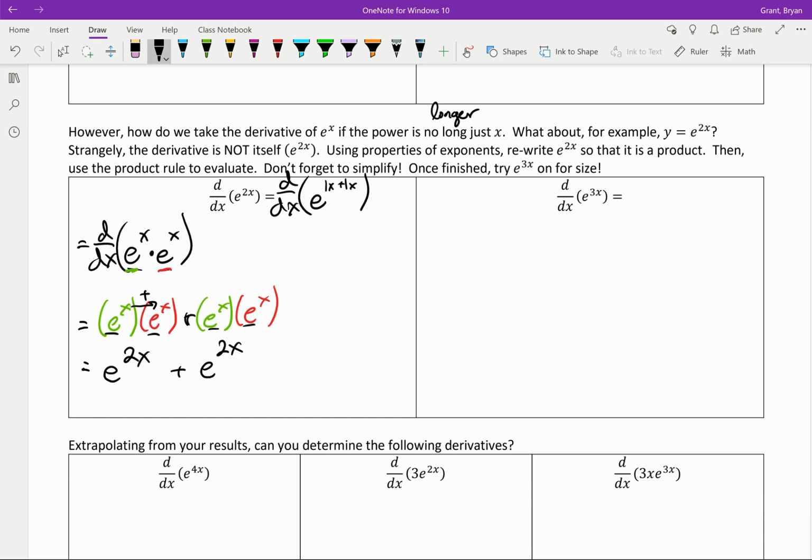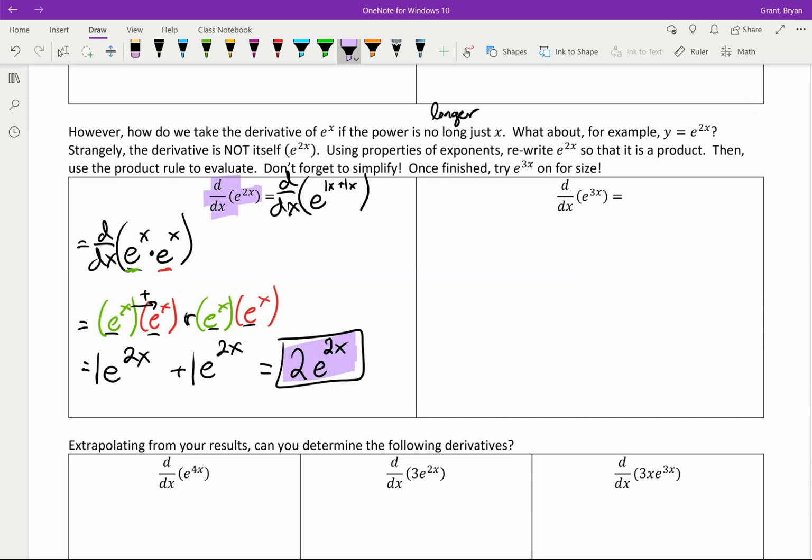And then, well, now that we're adding the same base, can we combine the powers? Well, no. Whenever you add terms together, you focus on the coefficients. There is one of these e to the 2x's plus one more. That means there are two of these e to the 2x's. Looking pretty good there. What does that tell us then? It tells us that the derivative of e to the 2x is 2e to the 2x.